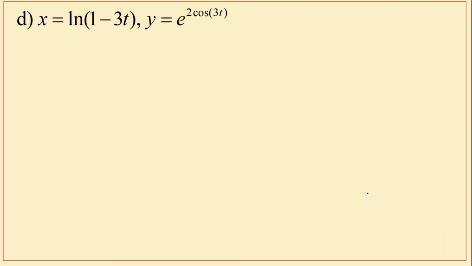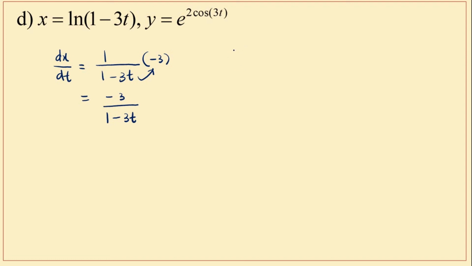Proceed with the last one. Example D, we have x equal to ln of 1 minus 3t. Once again, we have an ln function, so the derivative is dx over dt equal to 1 over the function inside the bracket, so 1 minus 3t, times, don't forget, the derivative of what's inside the bracket, so we will have negative 3 there. So our dx over dt will be equal to negative 3 over 1 minus 3t.